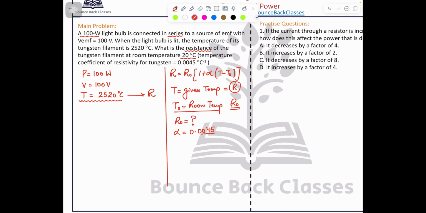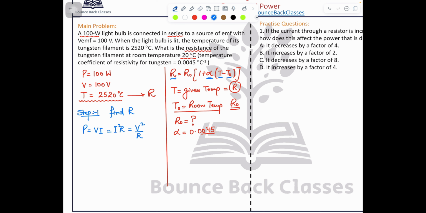First thing we need to know: if I need to solve this whole equation, I need R also. Alpha I have, T I have, T naught I have. So step number 1, find capital R. How to find capital R? We have the power formula. We have three formulas: VI, I square R, or V square divided by R.